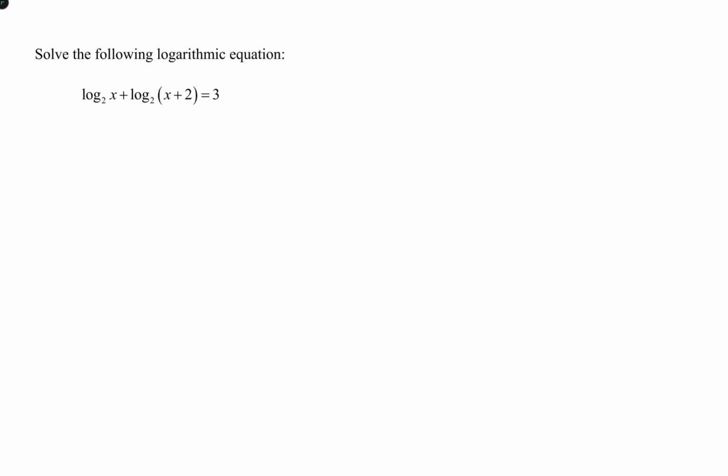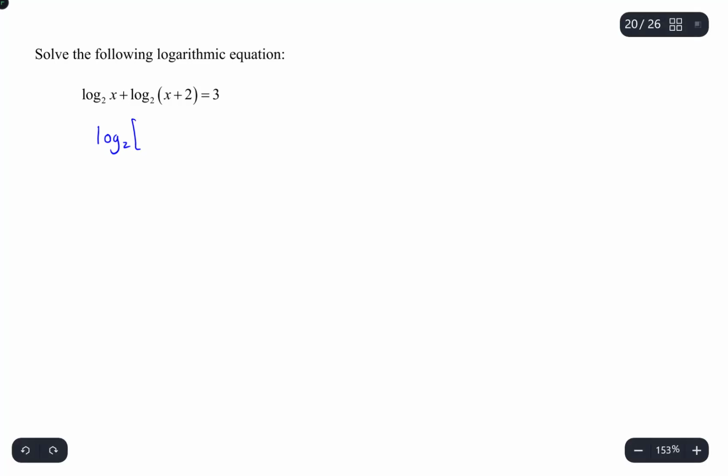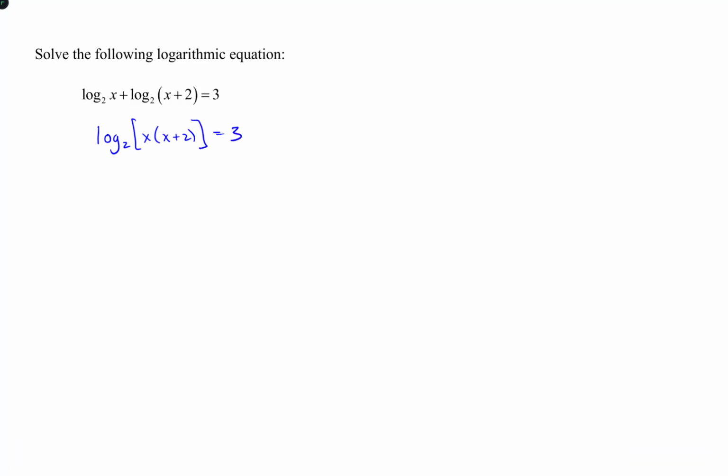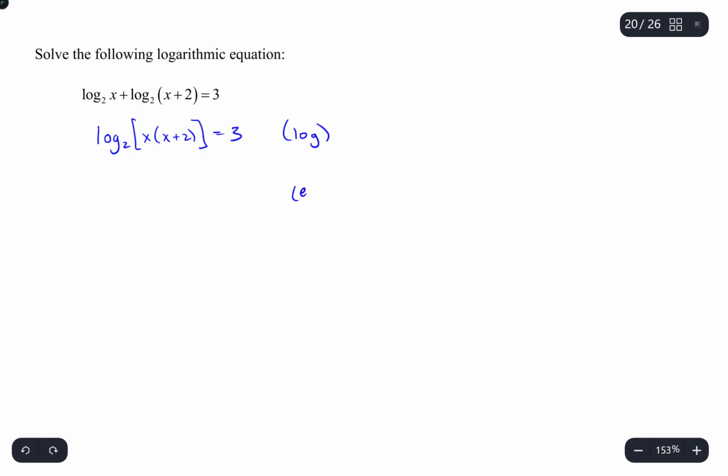But what's nice is we have two logarithms that are added. And since they are the same base, we're actually able to combine those into a single logarithm where the arguments are multiplied. Now we have one logarithm equal to a constant, and we can change that from log form into exponential form. And then hopefully at that point we'll be able to continue solving.